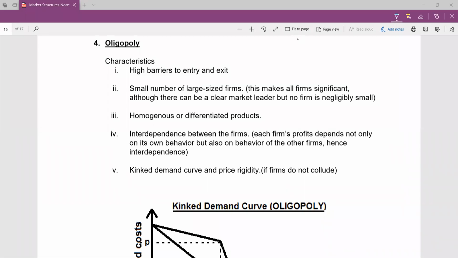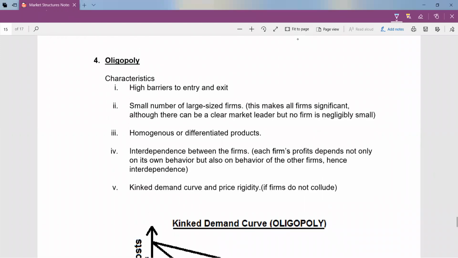Now, the last market structure is called oligopoly. The defining characteristic of oligopoly is that it's a market structure where we have a small number of large-sized firms. So the market has only a few sellers, but all of those sellers are significant. The number of sellers is small, which means that every single seller has an impact in the market. A small number of large-sized firms makes all firms significant.